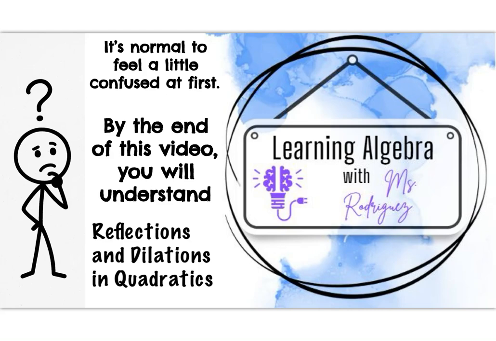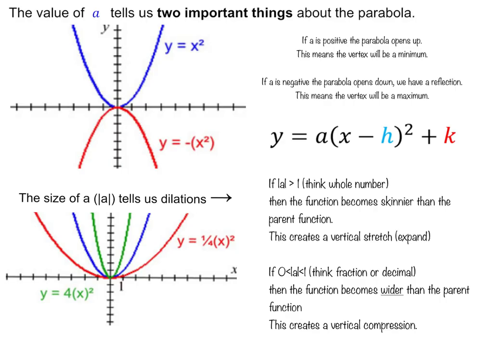By the end of this video, you will understand reflections and dilations in quadratics. So recall in vertex form, we previously discussed translations, which occur with the letter H and K. Today we want to focus on the letter A and what it means.